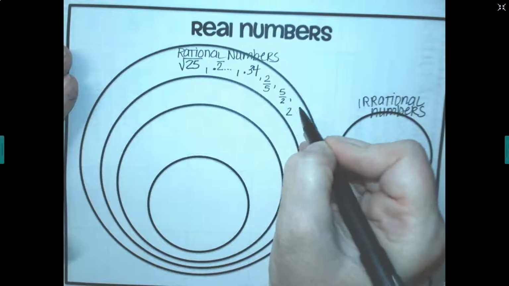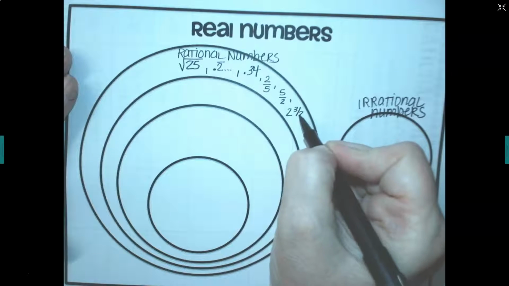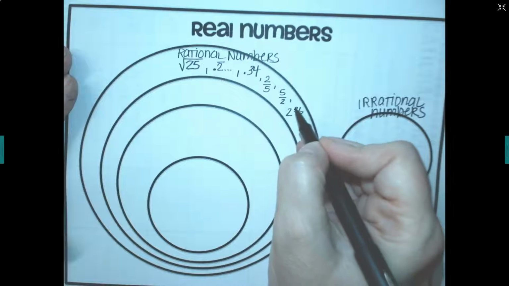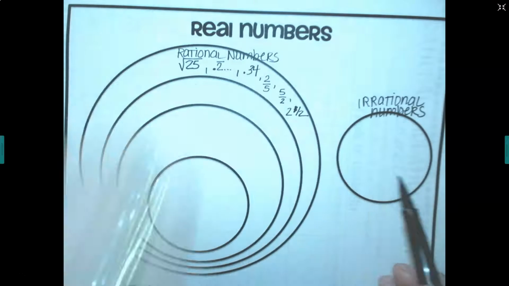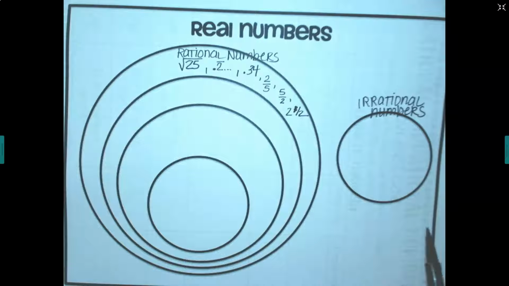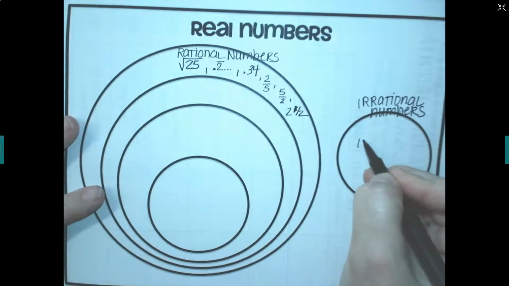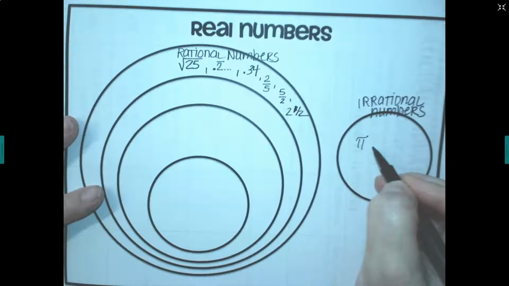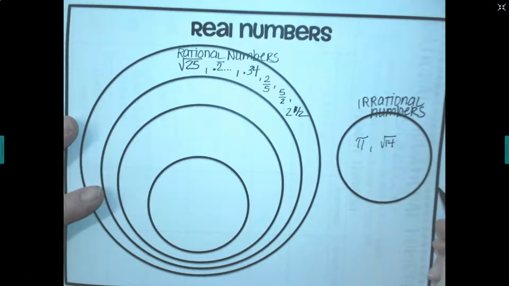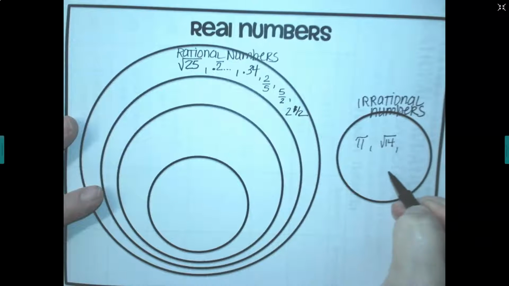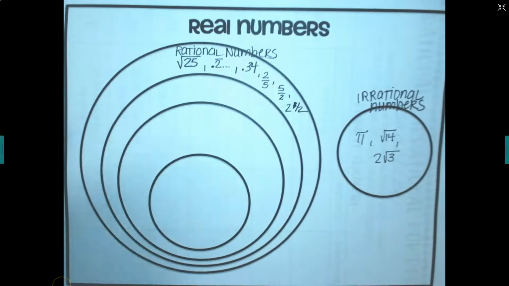And if you have a mixed number, 2 and 1/2, that would be rational. These are all rational examples. Okay? Irrational, remember we had pi, the square root of a non-perfect number, or as we learn tomorrow, we can be simplifying and have what looks to be a mixed number that still has a radical on it. That would also be irrational.